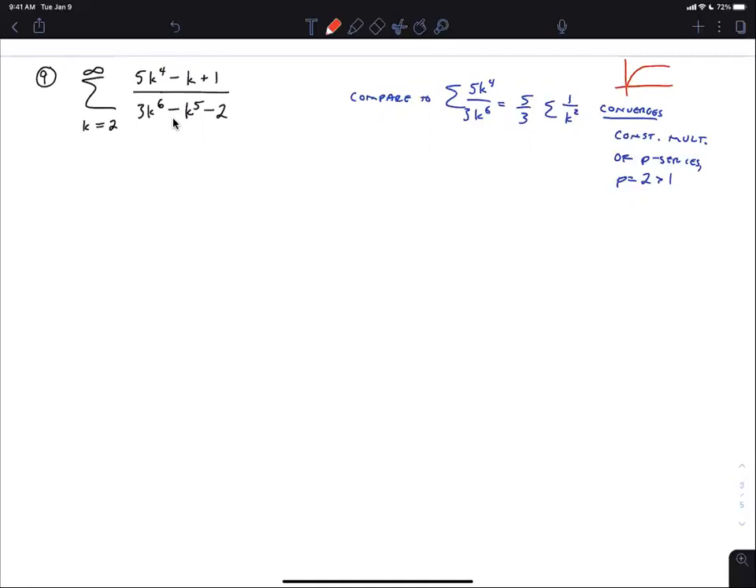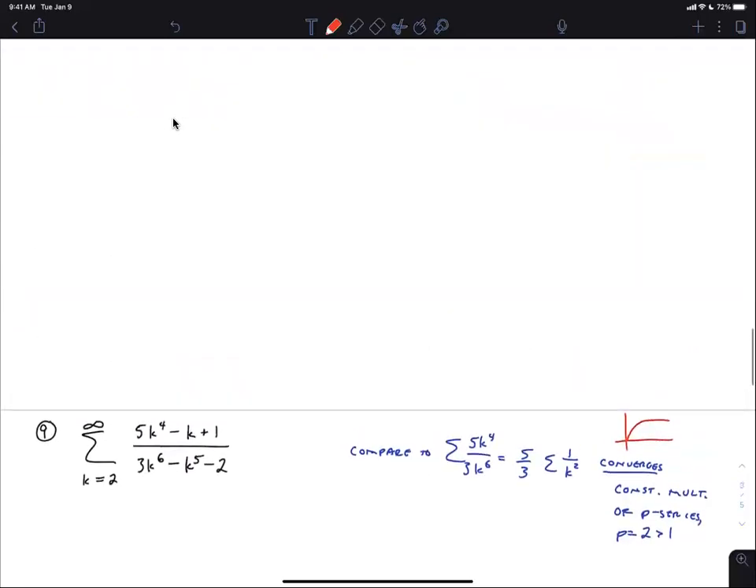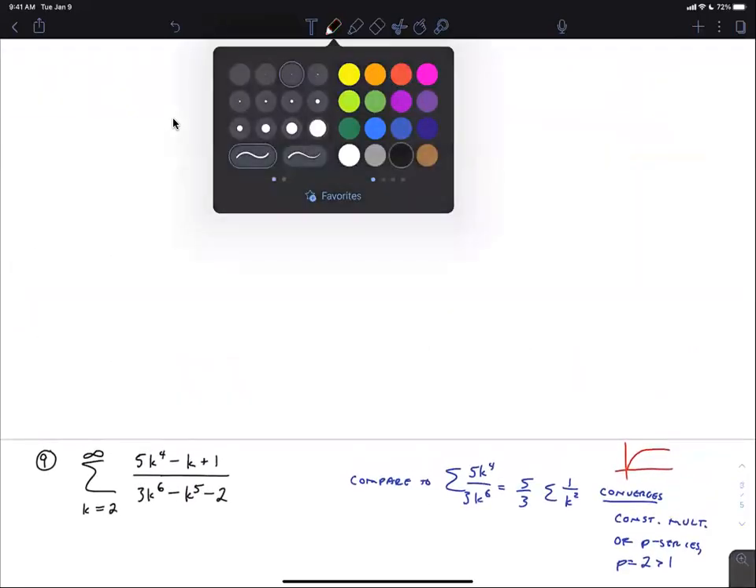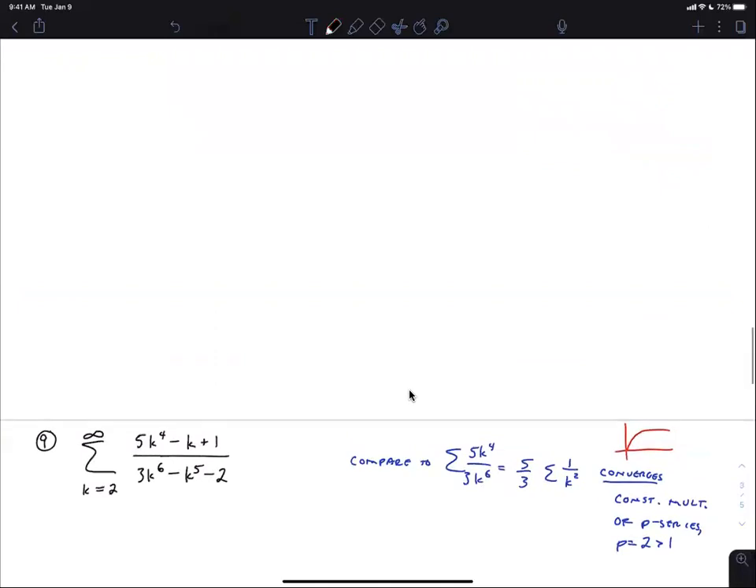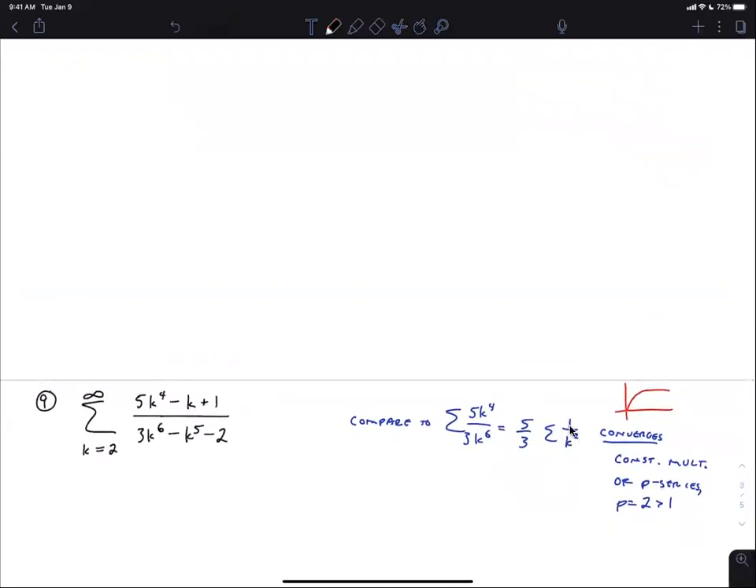Okay. When that happens, that means the direct comparison test does not work. Instead, we use what's called the limit comparison test. It still does the same thing. It's not going to change the answer. If this converges, this still converges. Just the way you show that is different.